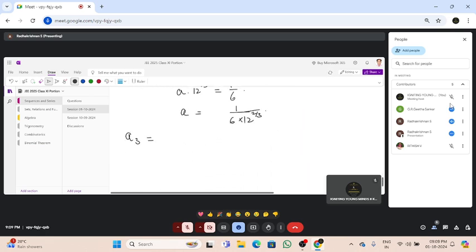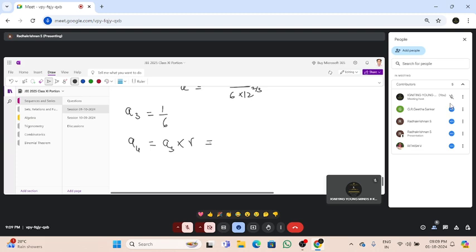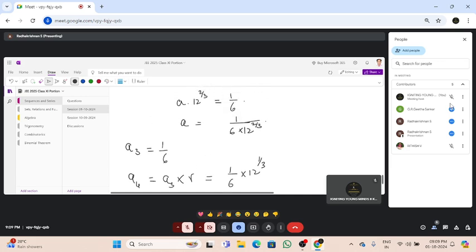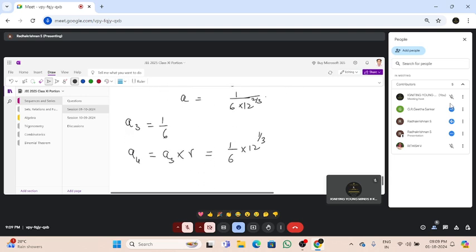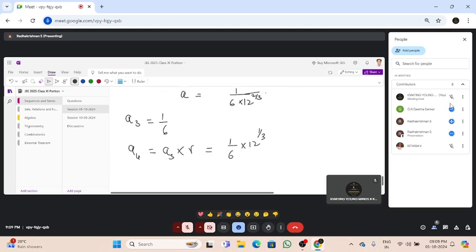A3 is 1/6. We can go slowly. What is A4? A4 equals A3 into R, right? So 1/6 into 12 power 1/3. Our multiplier R is 12 power 1/3, right? So A4 is 1/6 into 12 power 1/3.